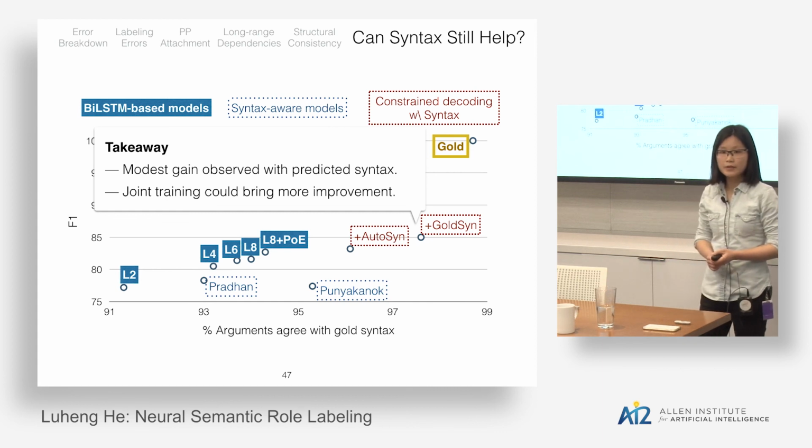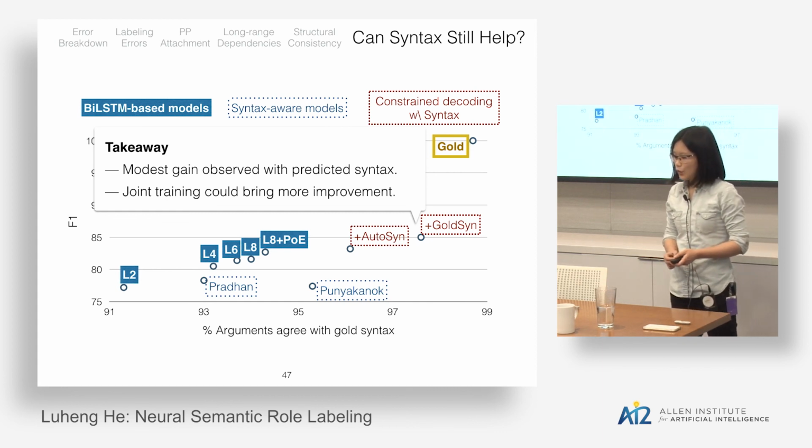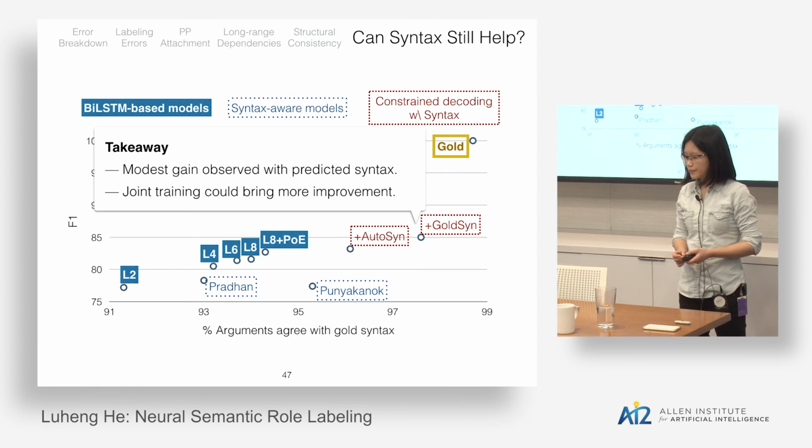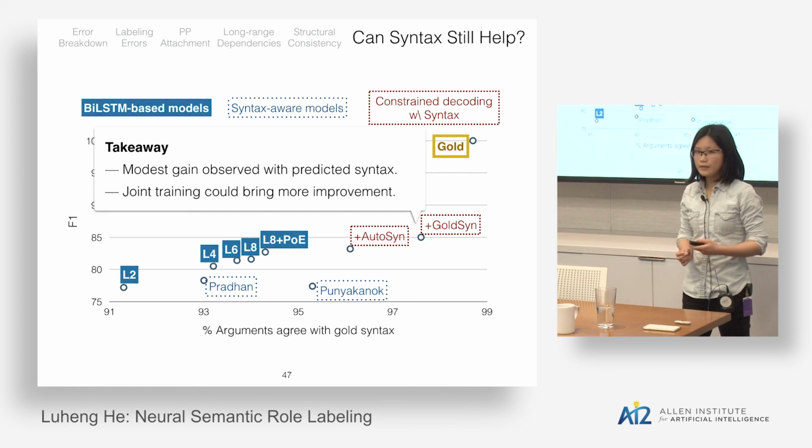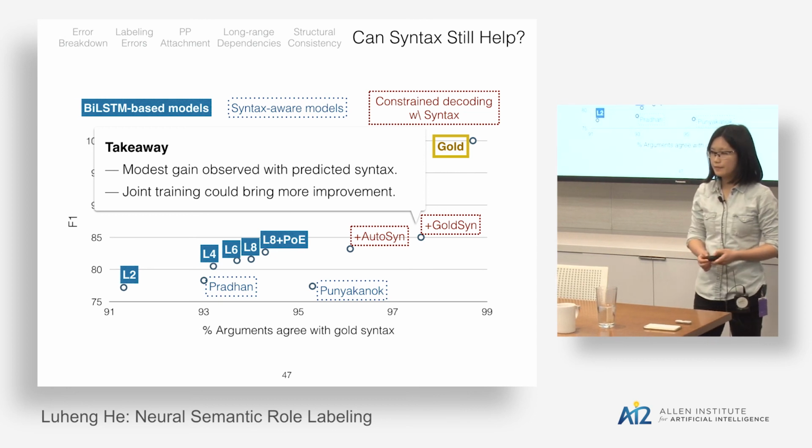So the takeaway of this part is that we observe modest gain with predicted syntax. Adding syntactic constraints at decoding time is probably not the best way of injecting syntactic information. Maybe in the future we can do some joint training with syntax and semantics and get better improvement.